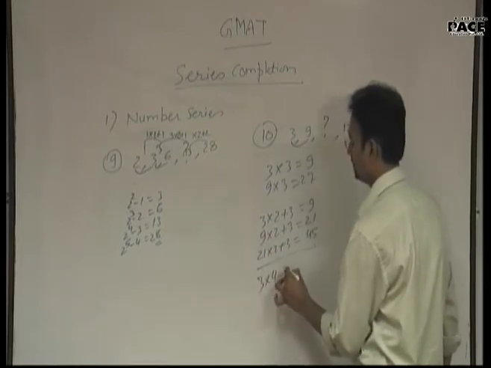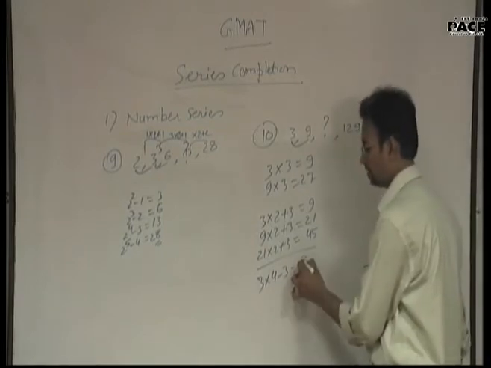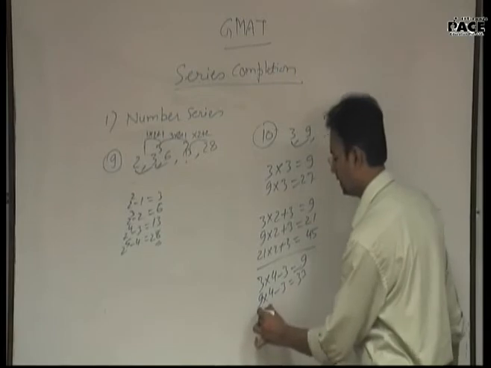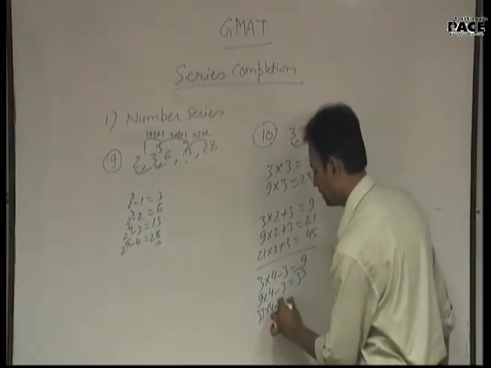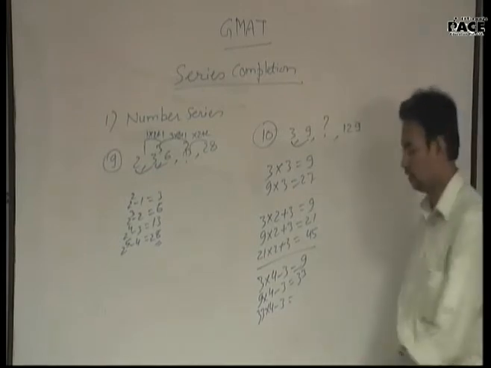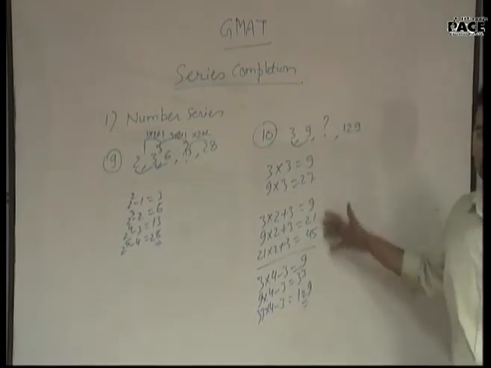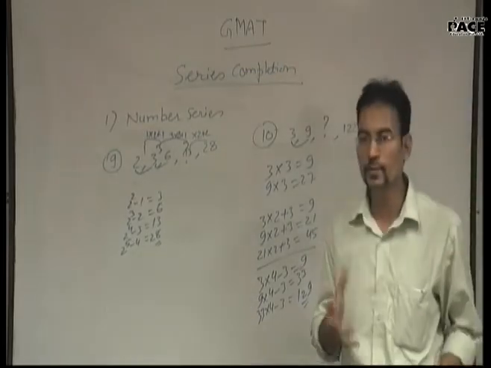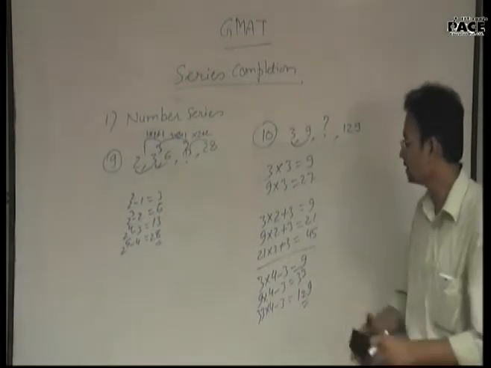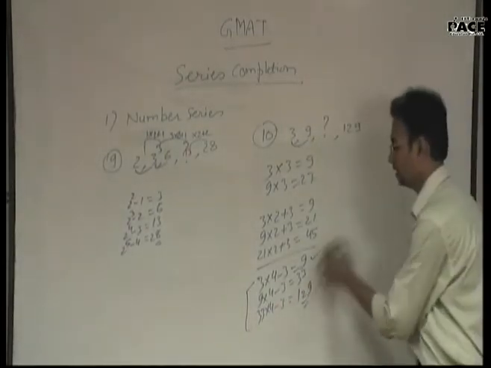3 into 4 minus 3, let us see if this works out or not. This is 9, 9 into 4 minus 3 is 33, 33 into 4 minus 3 is 132 minus 3, 129. So we can start with different methods, but we have to come to one solution, that is 129, with the help of this logic. So this is the correct logic.